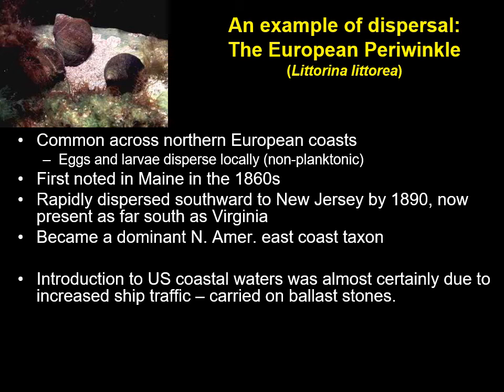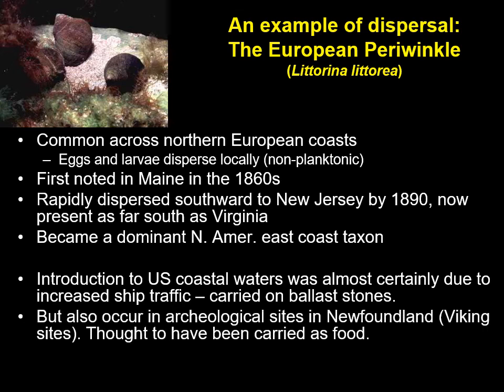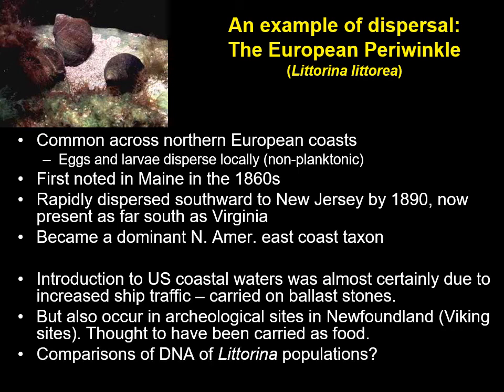But there was so much of this going on, they were really widespread and moving all up and down the eastern seaboard of the United States. One minor caveat to this is that we did find, in Newfoundland at Viking archaeological sites, European periwinkle shells which may have been carried as food, but this doesn't seem to correlate to the widespread distribution from the 1860s to today. Interesting though, we could compare the DNA of our different Littorina populations, the ones in Europe and the ones in North America, and see if they've started to undergo allopatric speciation, if they've started to take on a different genetic code because they're in drastically different areas.